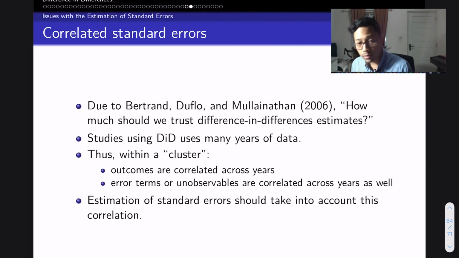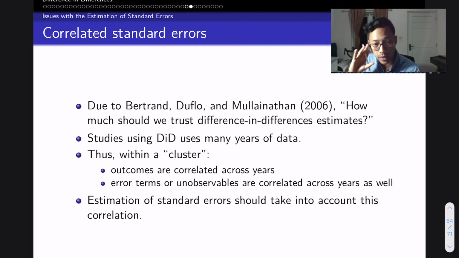So what we ideally want to do is use a cluster to take into account outcomes that are correlated across years, and error terms or unobservables that are correlated across years as well. So the estimation of the standard errors should take into account this correlation, and with modern data packages or modern R packages, you can definitely apply cluster robust standard errors, such as the Eicker, Huber and White sandwich estimator, in a straightforward manner. It's not going to be quite difficult. It's going to be quite straightforward in terms of using software to do that.